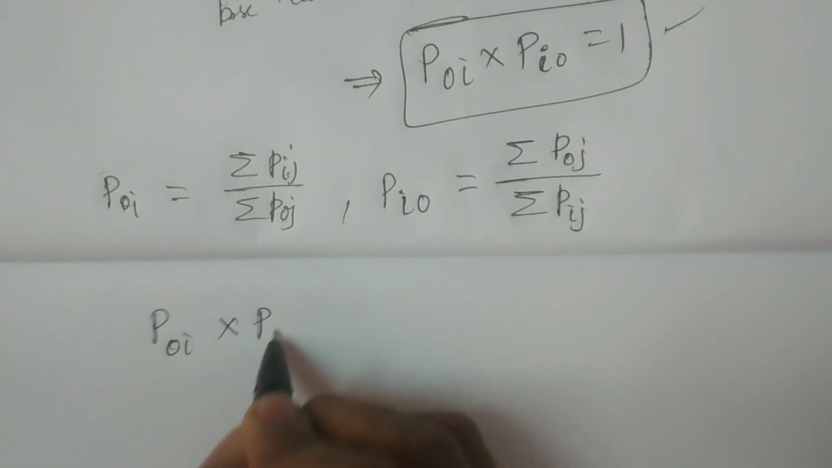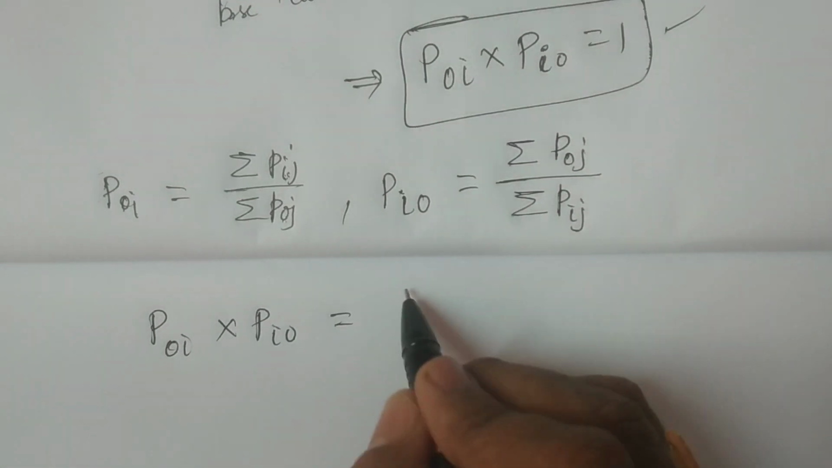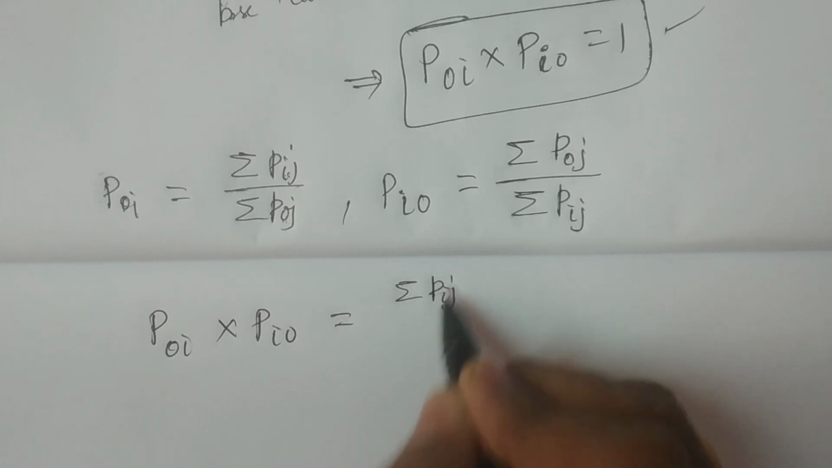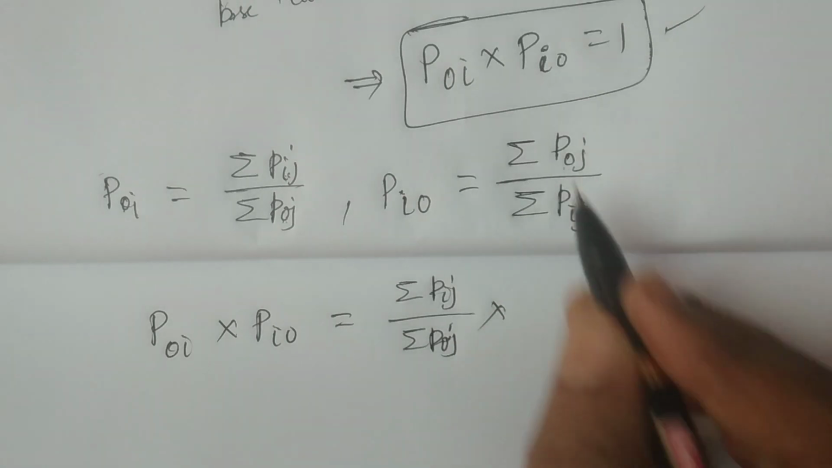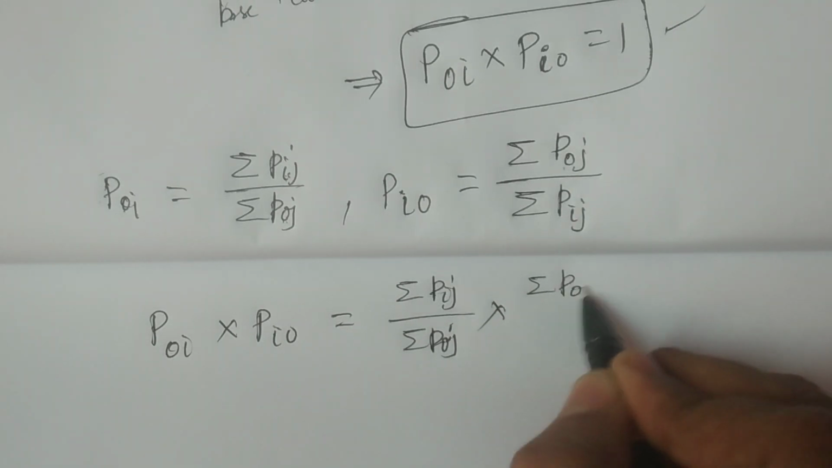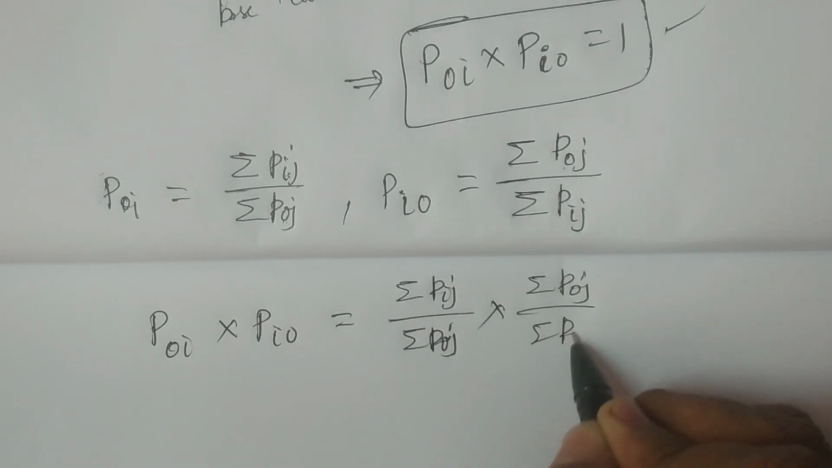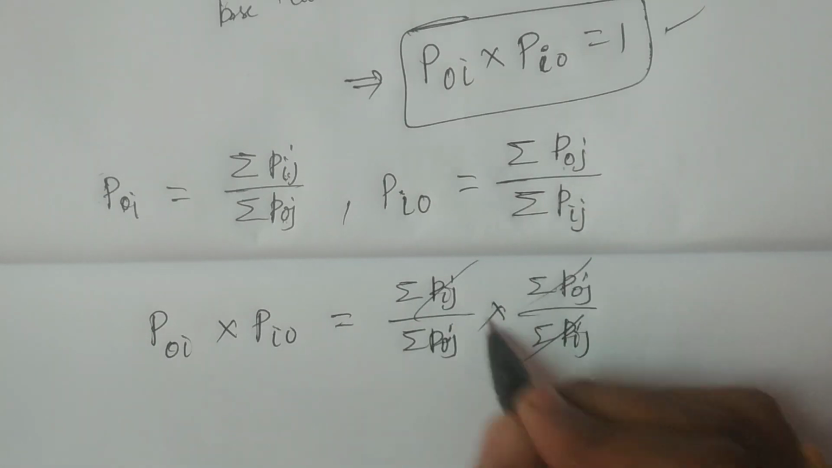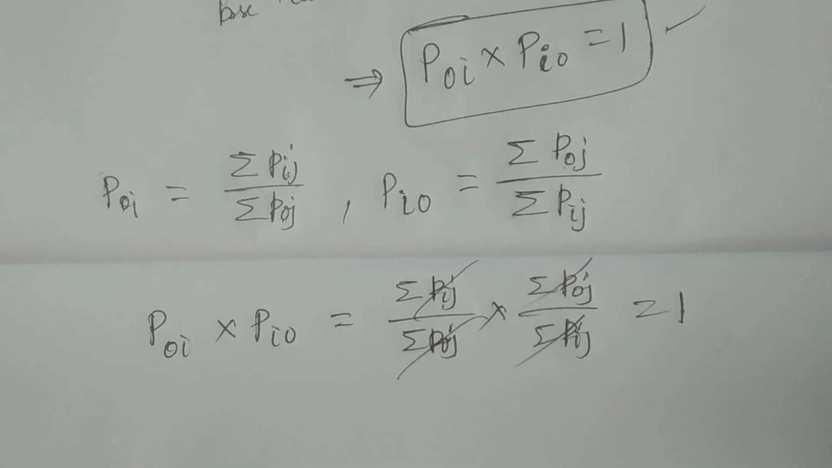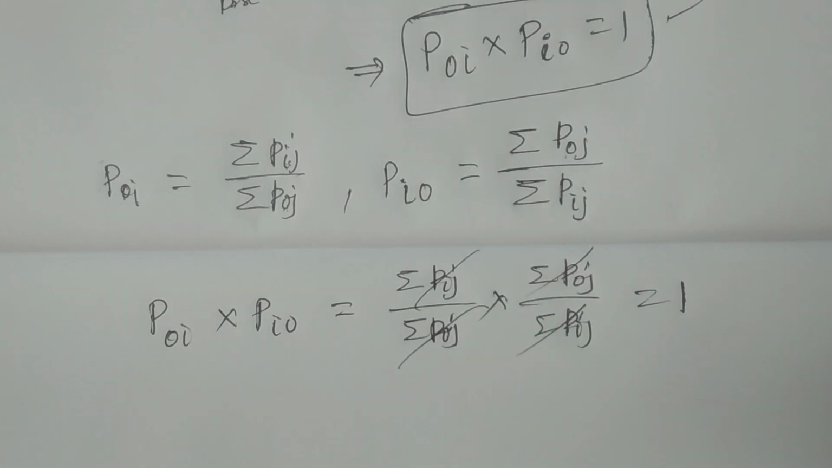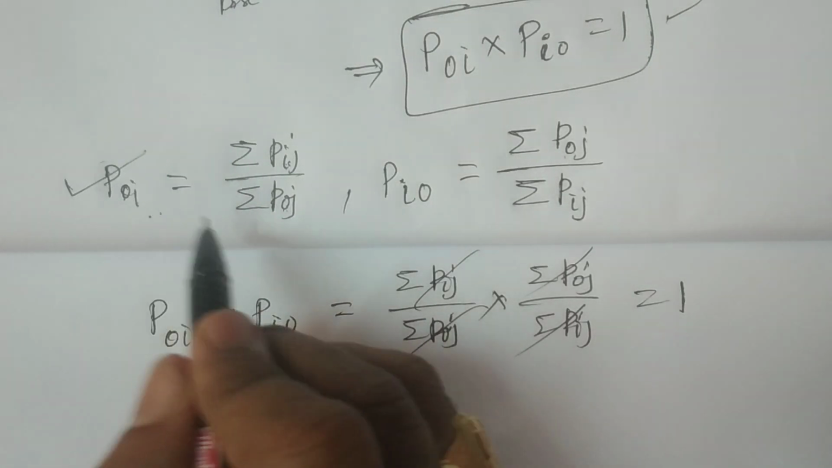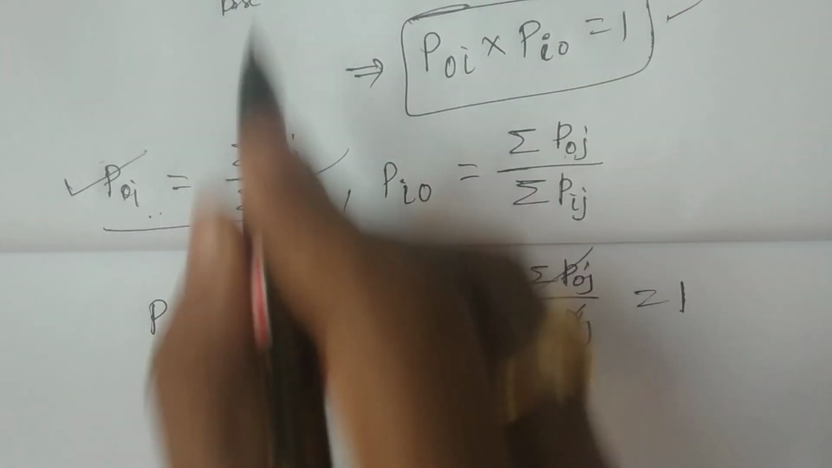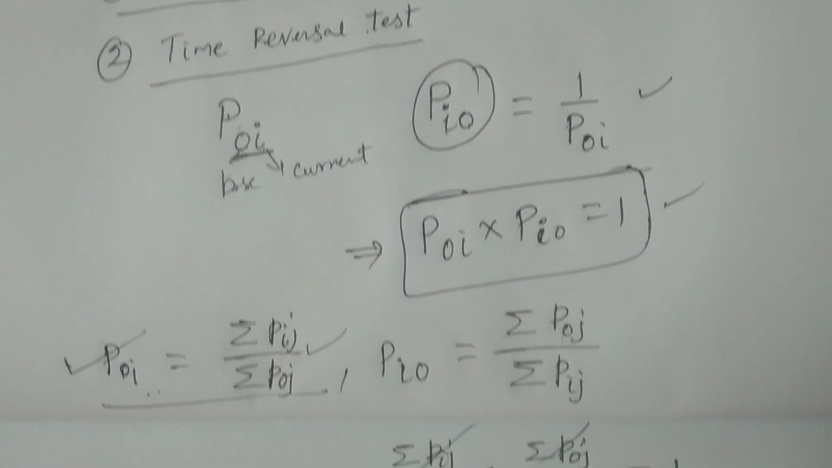into Pi0, which is equivalent to summation Pij divided by summation P0j, multiplied by this one, summation P0j divided by summation Pij. All will get cancelled and so that is equal to 1. Therefore, simple price index number P0I is satisfying the time reversal test. Time reversal test, this one.